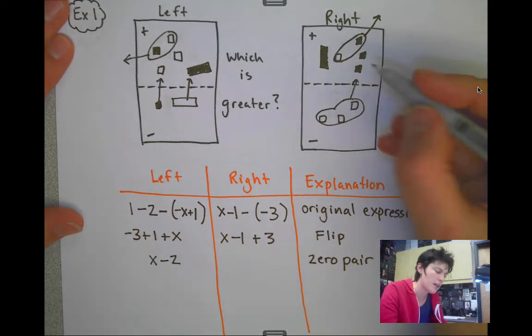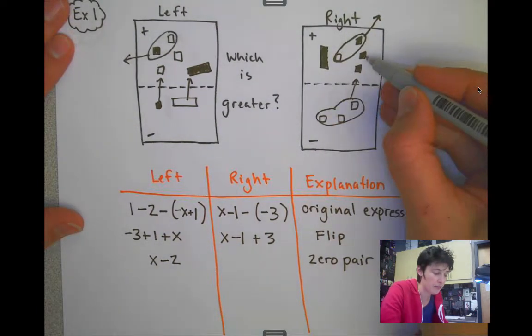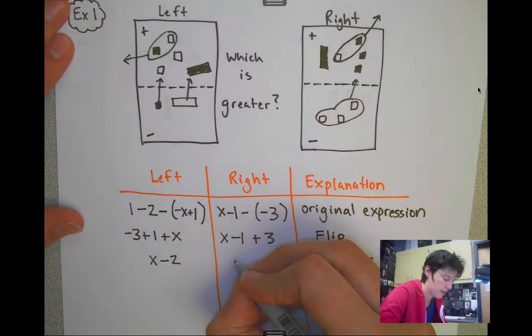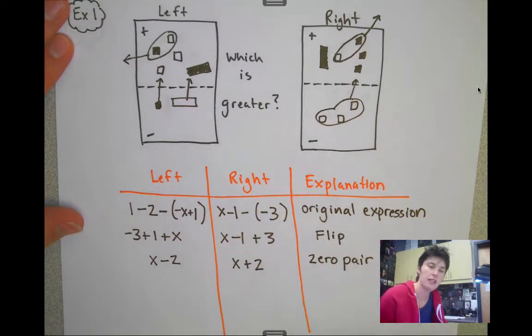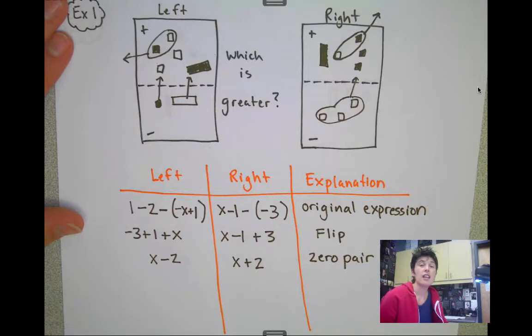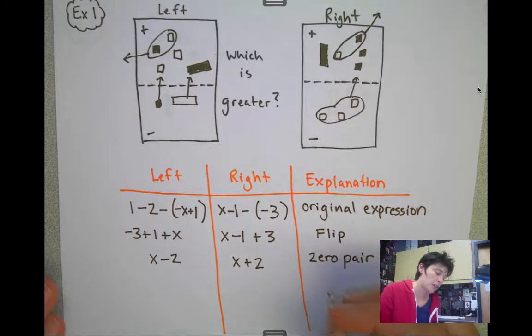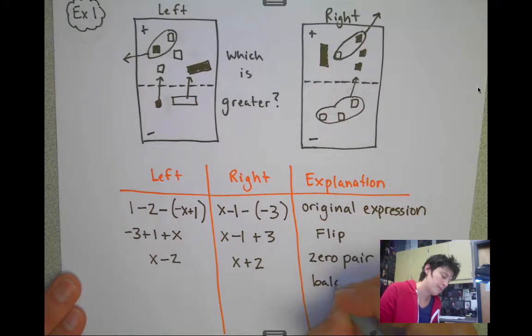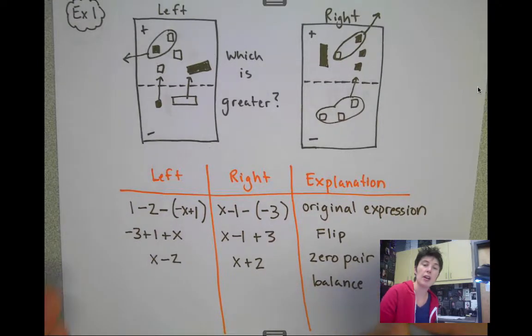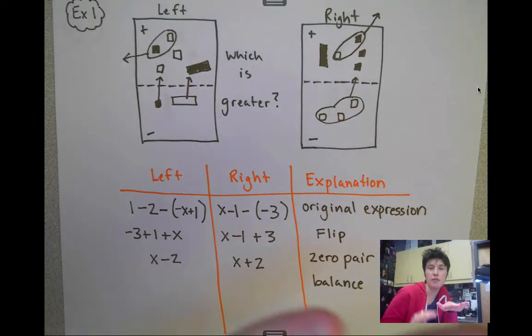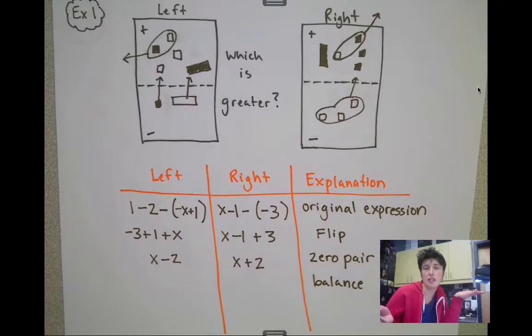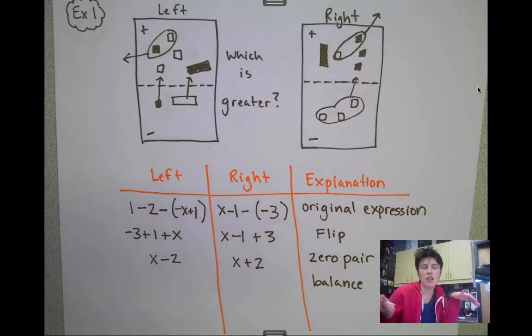On the right side of the mat, I still have an x, and I have positive 2 tiles, so x plus 2 on that side. The next legal move that I can do is called a balance. A balance is where if you have something that matches on the left and the right mat, you can take them both off at the same time. Think of weights, and you're trying to balance the left and the right side.